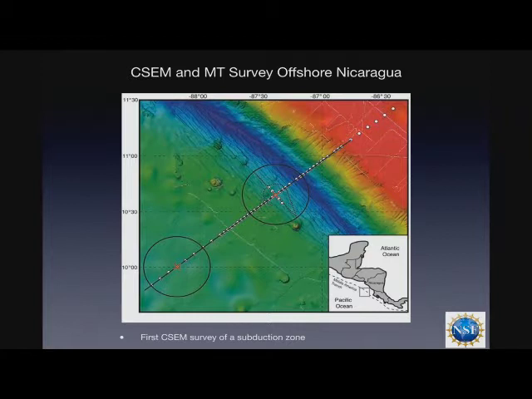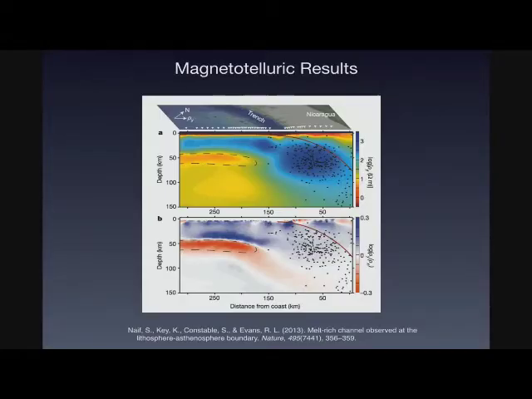We put out this array of receivers in this linear profile crossing the trench here, where the white dots are showing the receivers, and then we towed the EM transmitter along a profile crossing the trench like this, as well as in these two circles, which were designed to measure anisotropy. And this is the first and the only time CSEM has been applied at a subduction zone.